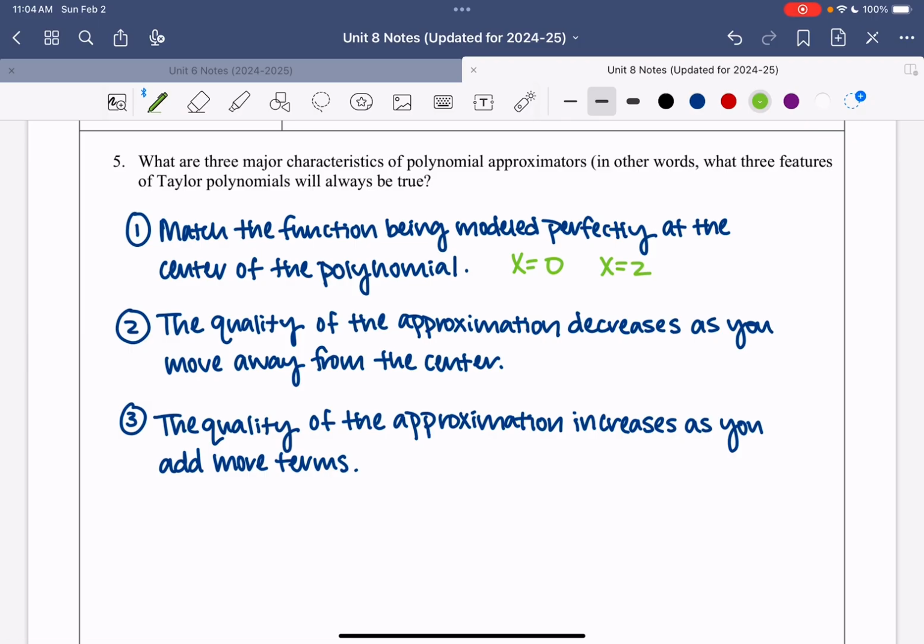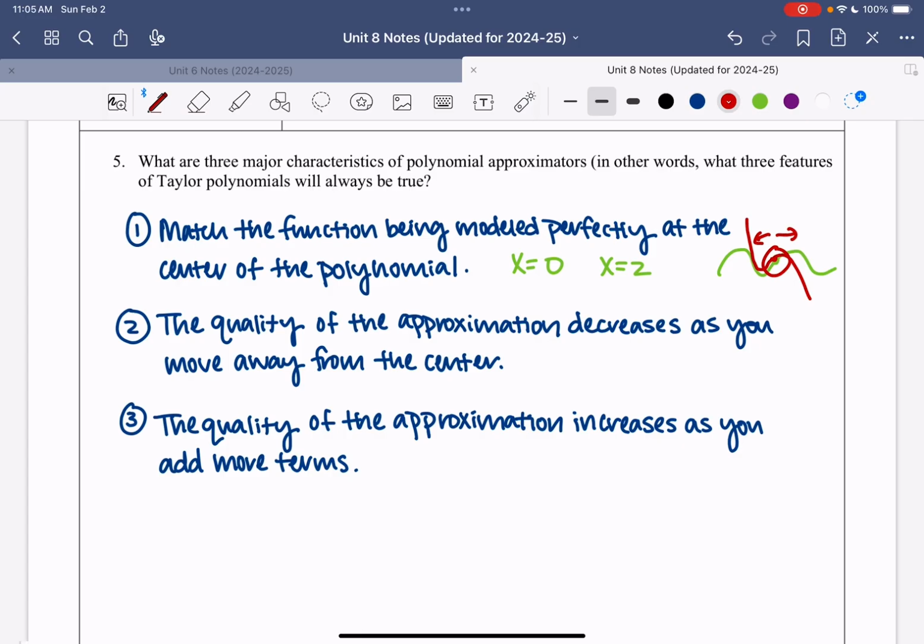That's because if I'm thinking about something like this, and I have my Maclaurin polynomial, I know that point is tangent, so it's going to perfectly match up. Now, we know that as we go to the left and to the right, our approximation gets worse, but that center is always great. Number 2, the quality of the approximation decreases as you move away from the center.